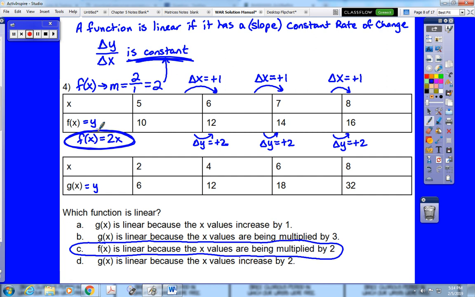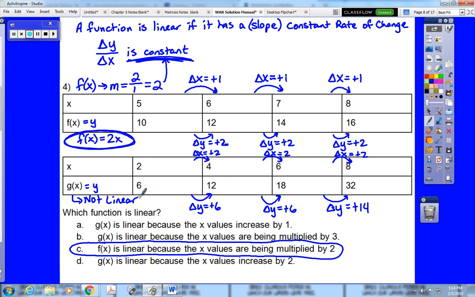Okay, if you look at g of x, the first 2 times the change in y is 6. But the third time the change in y is not 6, it is what, 14? But the change in x is always plus 2. So even though the change in x is constant, the change in y is not constant. So g of x is not linear because it does not have a constant rate of change. So the answer there should be C.